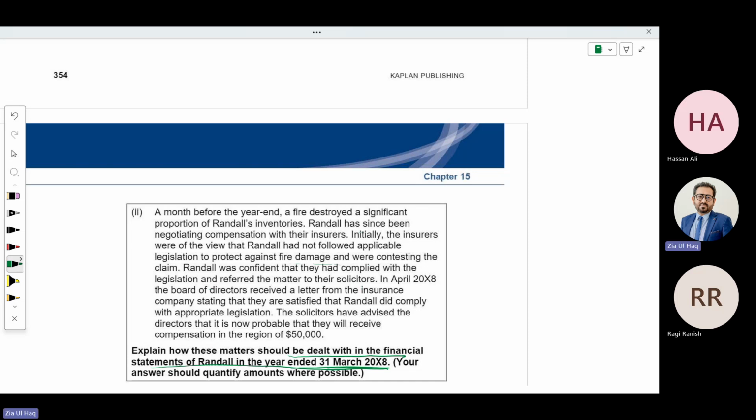This means we need an insurance claim. In April 20x8, after the year end, the board of directors received a letter from the insurance company stating that they are satisfied that Randall did comply with appropriate legislation. The solicitors have advised the directors that it is now probable that they will receive compensation in the region of 50,000. So as it is probable, they need to disclose what? Contingent asset.